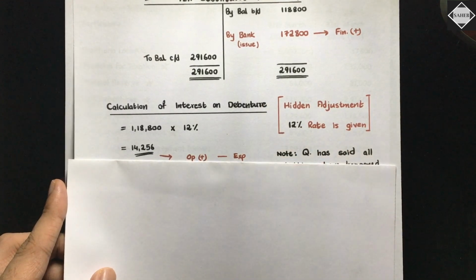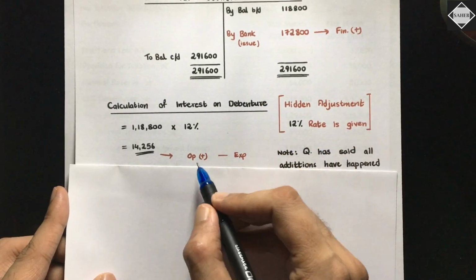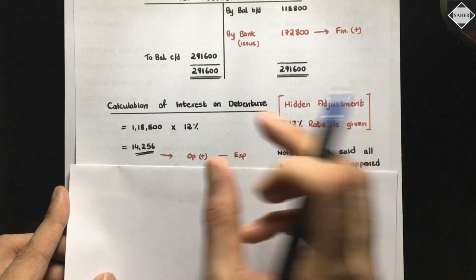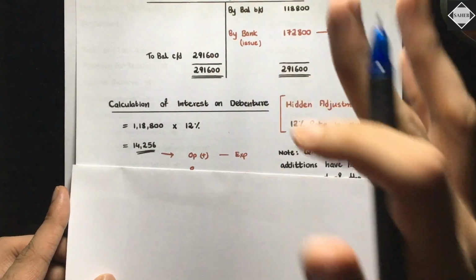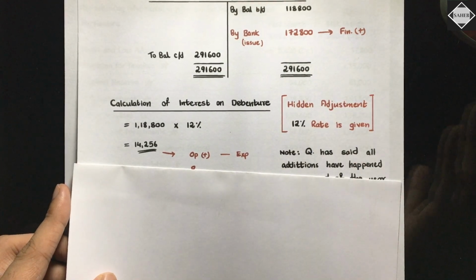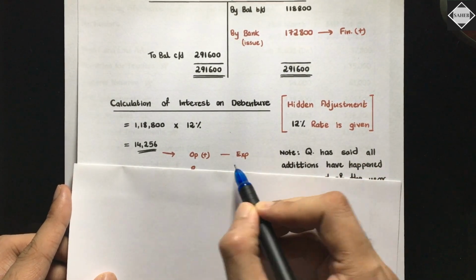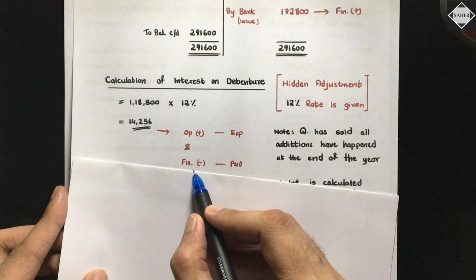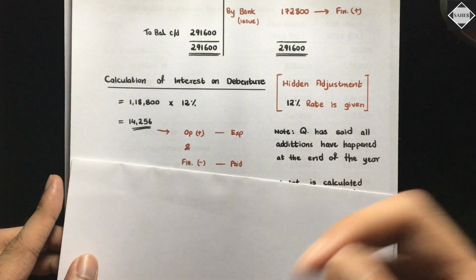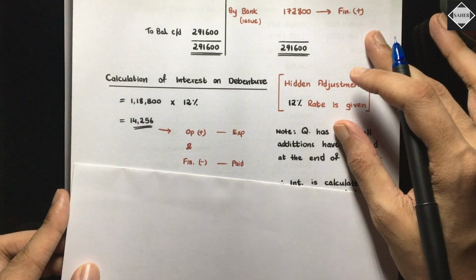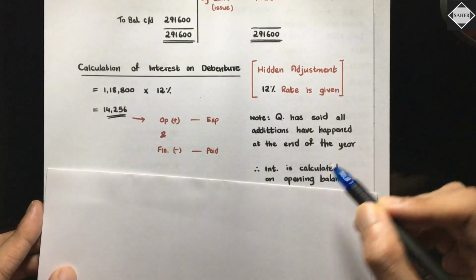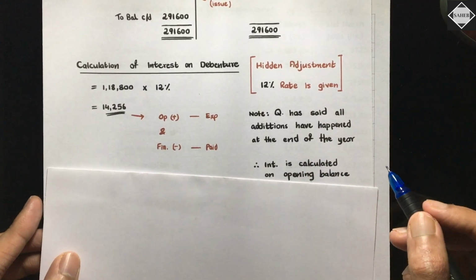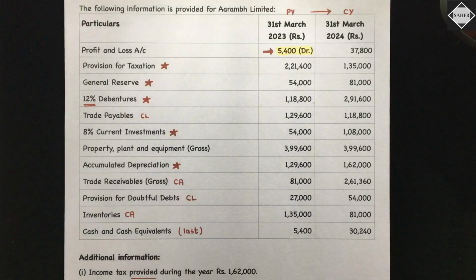What are we going to do about this? It's really simple. In operating activity, we are going to add this, isn't it? It is an expense, no? Interest on debenture. That expense has been debited in P&L. We have to reverse that because it is related with financing. So we will reverse it from operating and then we will subtract it in the financing activity, because it is interest paid. Outflow has happened, right? This is the treatment regarding the debentures. See here, the question has said all additions have happened at the end of the year. That is why interest is calculated on the opening balance. Is it clear? Simple. You understood this adjustment also.